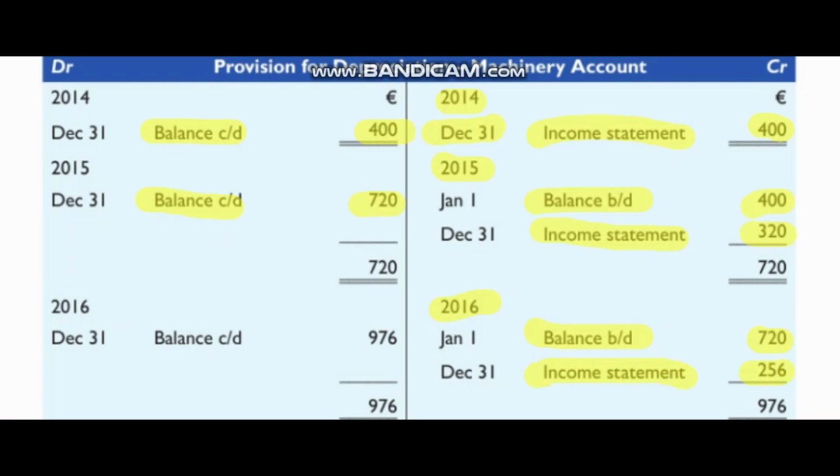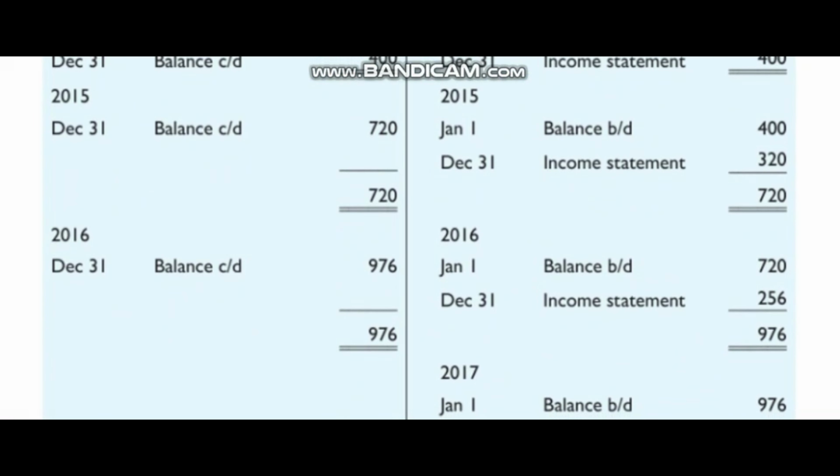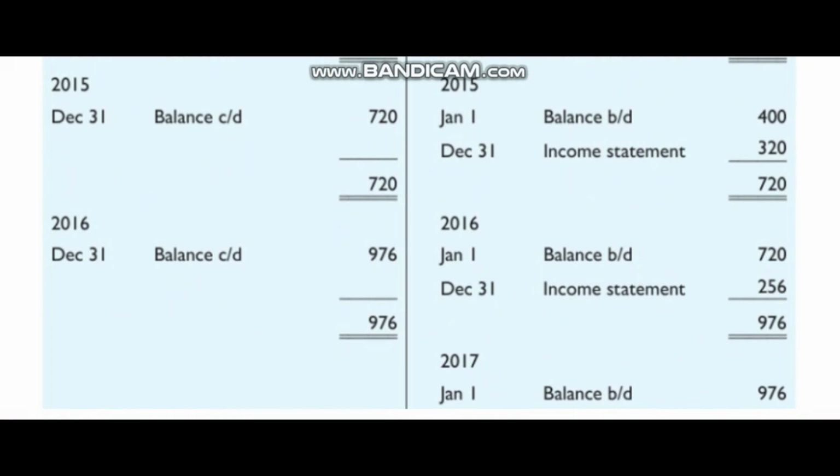Now, your cumulative balance for the 3 consecutive years, 2014, 2015, and 2016, is totaled here as 976 euros. And then, just like that, you will bring down that balance again to 2017, the 1st of January, recorded as balance BD, which is 976 euros. And that is how you record depreciation in your provision for depreciation account.